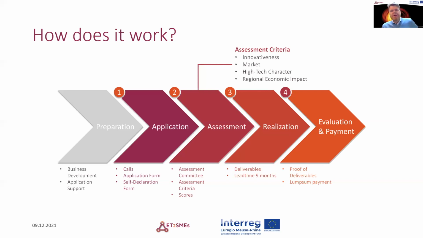Now, after you have submitted your application, the application is checked. We call this the eligibility check, just to make sure that the consortium and the project fits within the regulations of the voucher scheme. Once the application is eligible, then the next step is the actual assessment of the application. And for that, we have an assessment committee, on which I will elaborate in a few slides later.